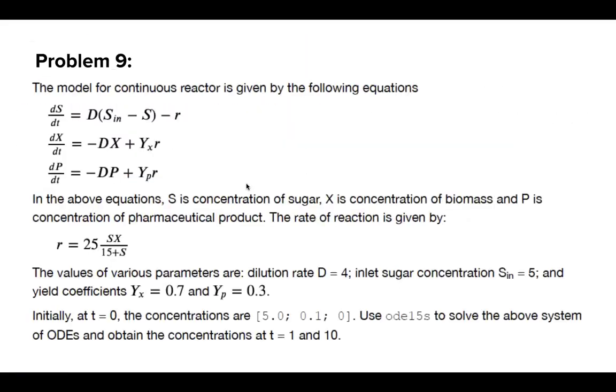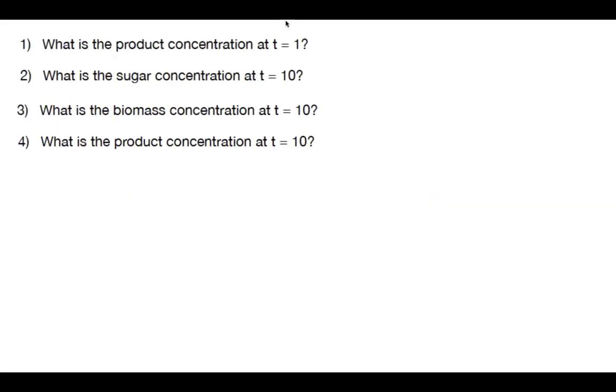Basically, at T equal to 1 and T equal to 10, we need to get S, X, and P. S is sugar, X is the biomass, and P is the pharmaceutical product. Is this clear to you? Now let us go to the MATLAB equations.